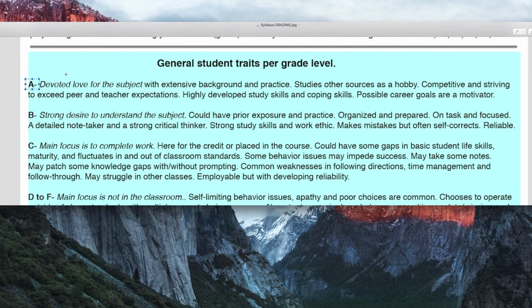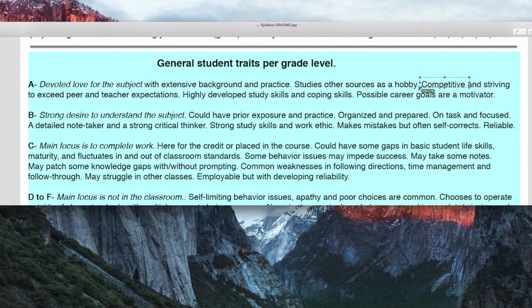A-level students enter my classes with a devoted love for the subject. They may already have extensive background and practice. I've had a handful of valedictorians that had zero experience train themselves up to an A, but that's rare. All right, most people who come into this class, they've got training as a hobby.